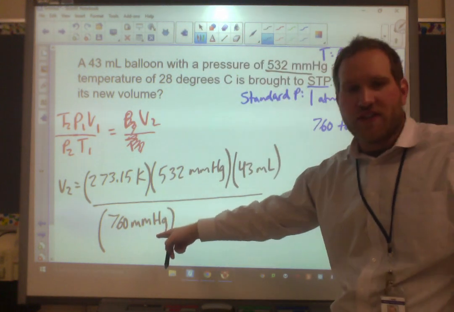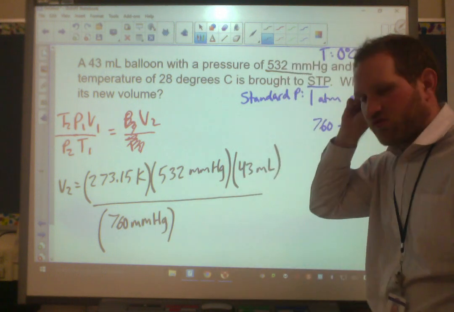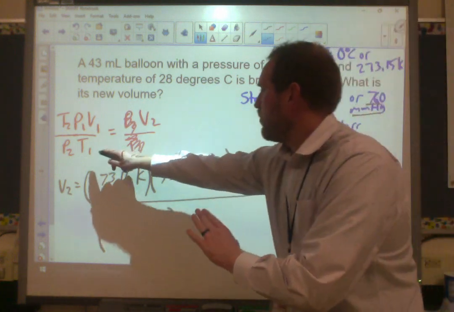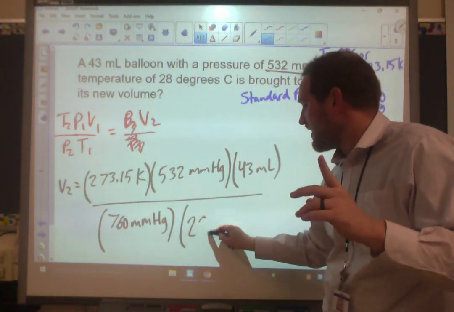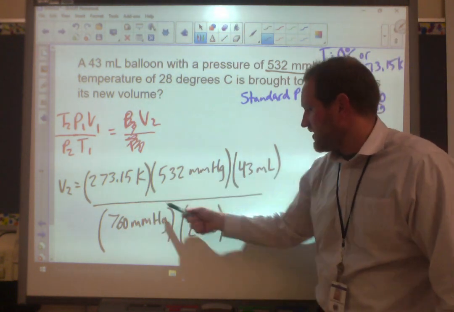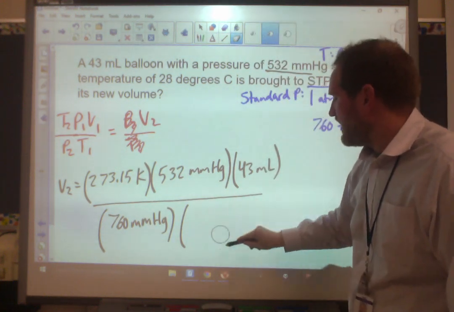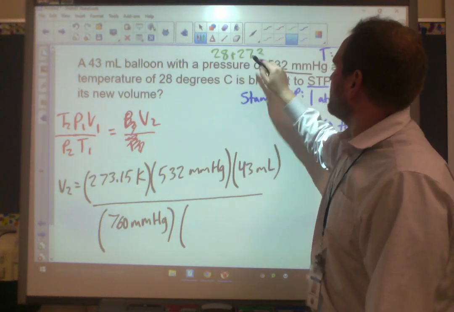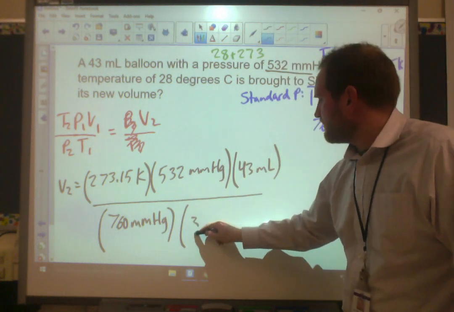This, by the way, we treat as infinite sig figs. Same thing here. STP we treat as infinite sig figs, true by definition. And finally, T1, the starting temperature, 28 degrees Celsius. But you're not going to say this. Do not write that down. First of all, you should be able to catch the mistake. Notice it's not the same unit. You can't say 28 degrees Celsius. We need to add 273 to that. So 28 plus 273, 301. 301 Kelvin.